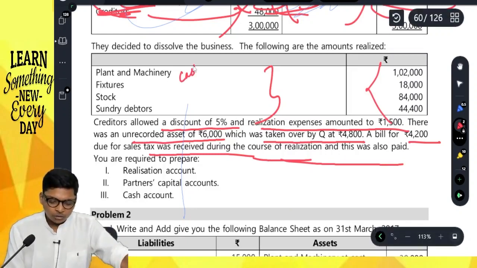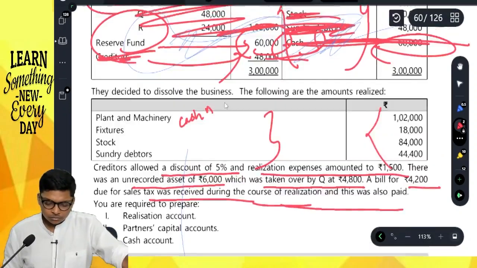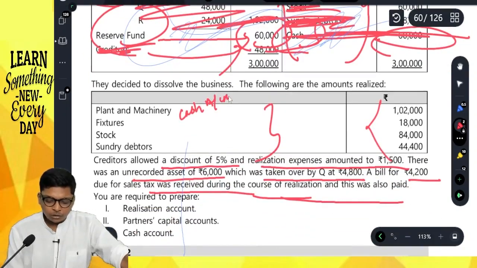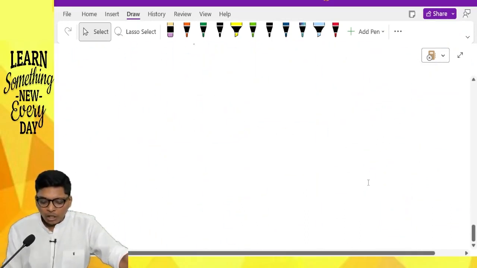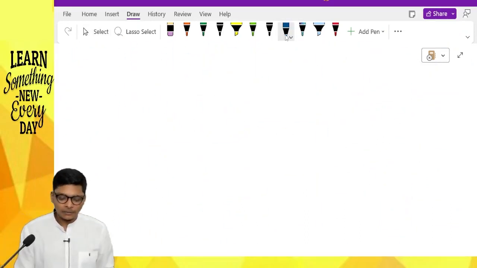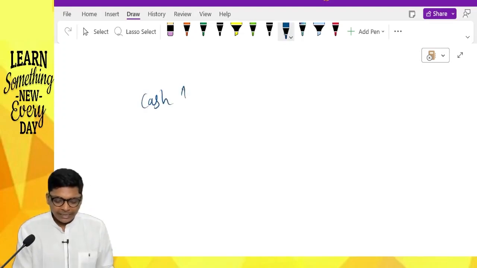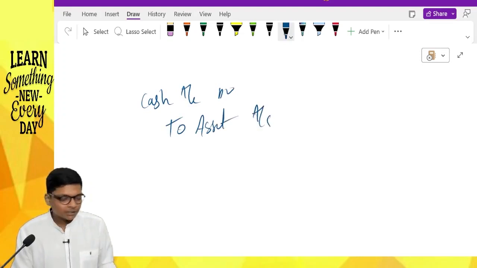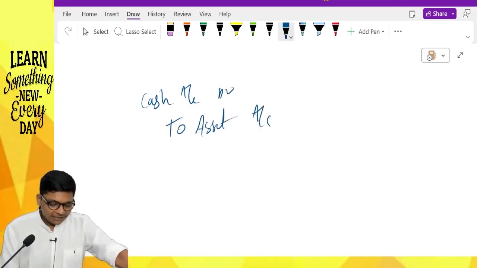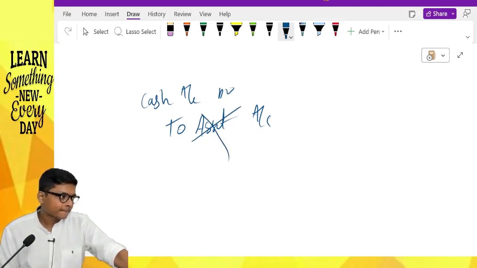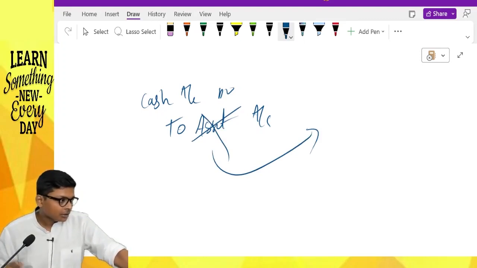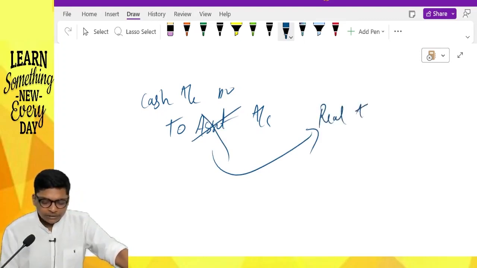Here we have cash account. Cash or bank? Cash account debit. I'll again explain for the benefit of others. Normally when I sell the asset, what entry do we pass? Cash or bank account debit to asset account. This is the entry. Correct? But here I cannot credit the asset account, because we transfer to which account? So I will credit what? Realization account.